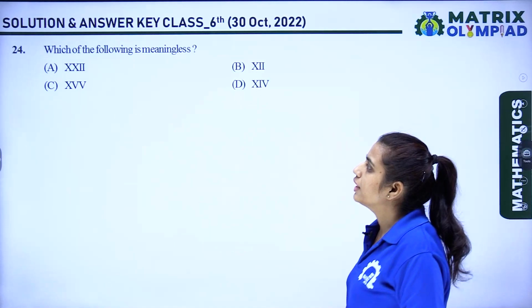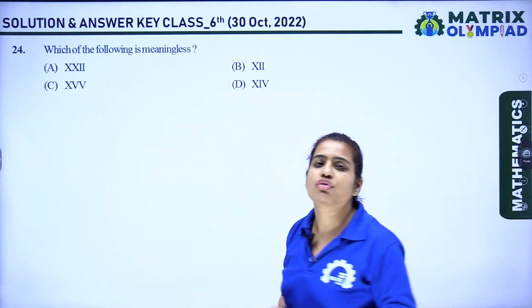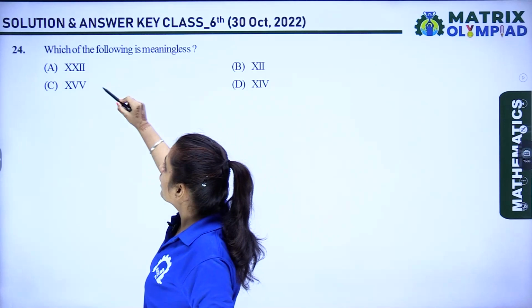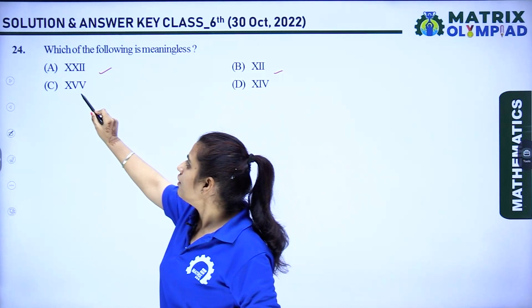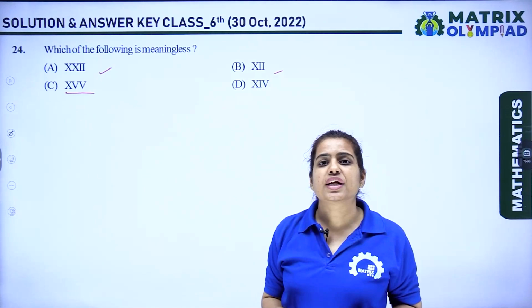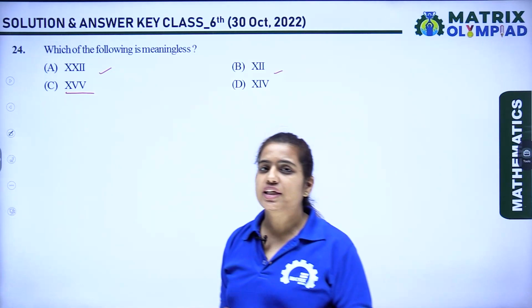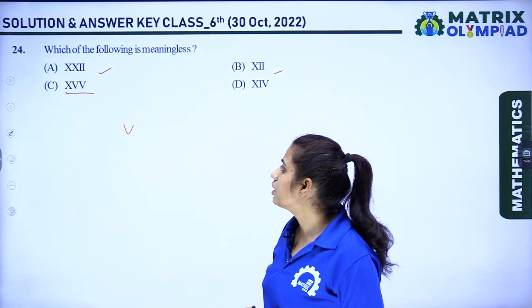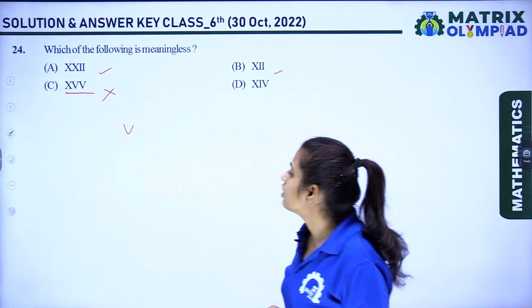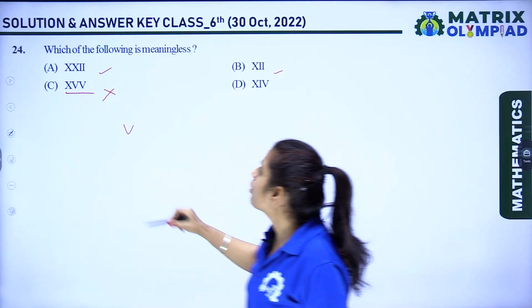Now, let's solve question number 24. Which of the following is meaningless? Now, we have to find out the meaningless term out of these four options. So, this is 22. This is sensible. This is 12. Now, here we can see that according to the rules, we can't repeat the symbol V twice or thrice. The symbol V is only used once in a number. So option C is meaningless out of these four options, and option C is the correct answer for question number 24.